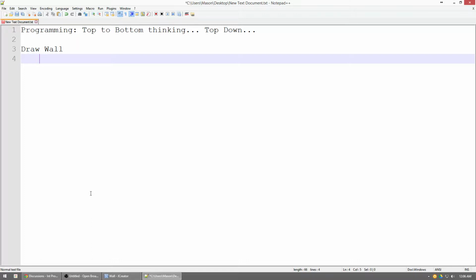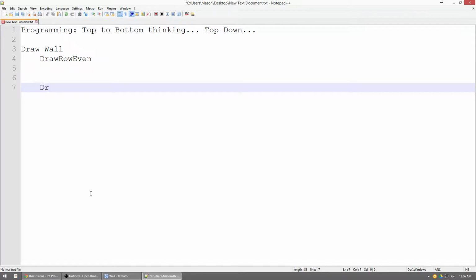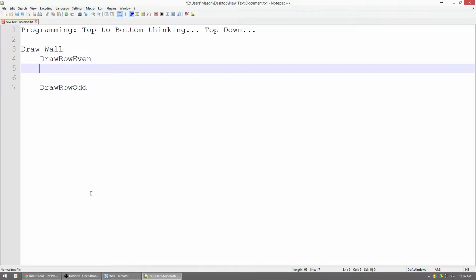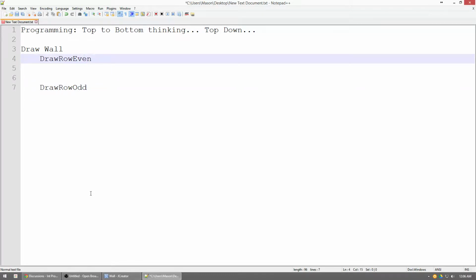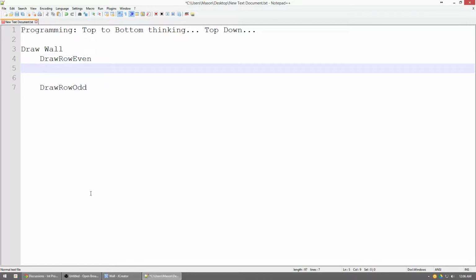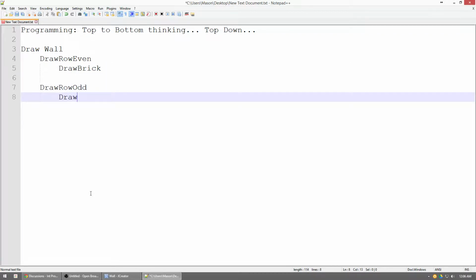Well, if we just had the same row for each thing, we could just do draw row. But we don't. We have an even row, and then we have an odd row, because we have to have a row indented each time, so they have to be a little bit different. So once you have that down, what does each row do? When we draw a row, what is that comprised of? Well, we draw a brick, right? Because you have to draw a brick to draw a row, and then you have to draw the rows to draw a wall. So that's top-down thinking.